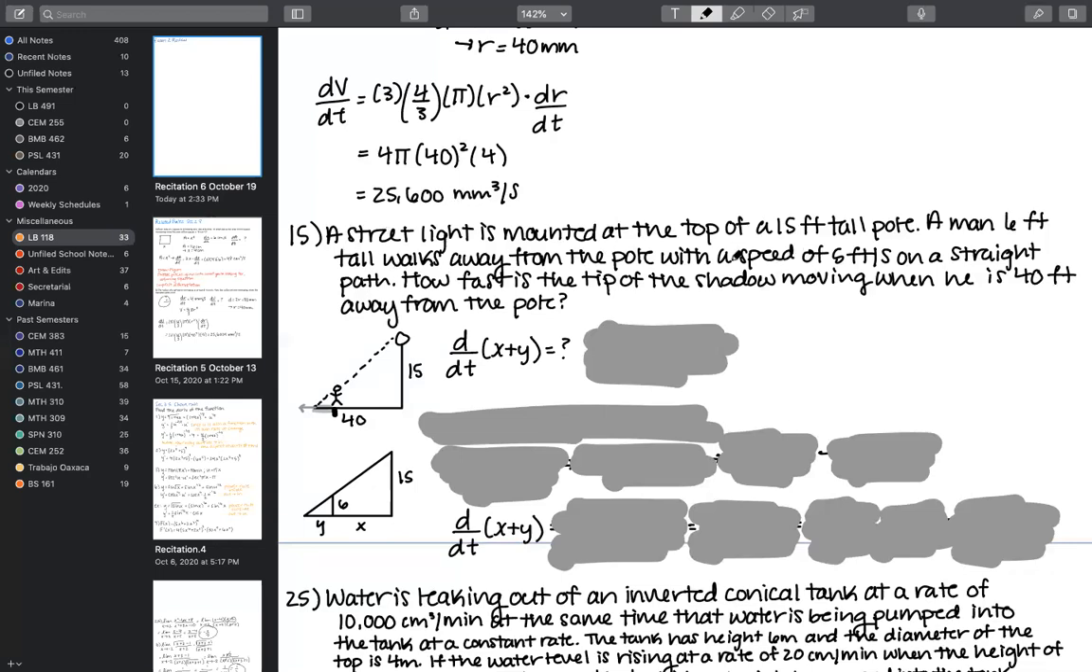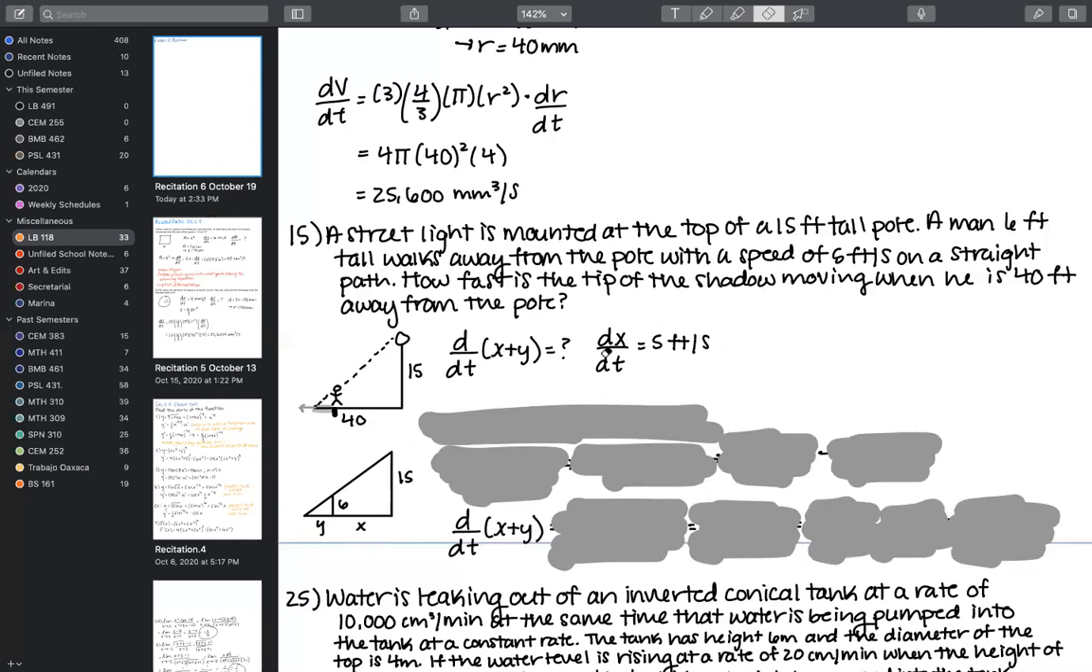A street light is mounted at the top of a 15-foot tall pole. So we've got the lamp down, that's easy. A man is 6 feet tall, so that is represented here on this diagram. So we've got 15 and 6. He is moving at a speed of 5 feet per second on a straight path away. So we've got dx/dt, because I've determined that this is x. We've got dx/dt equal to 5 feet per second.